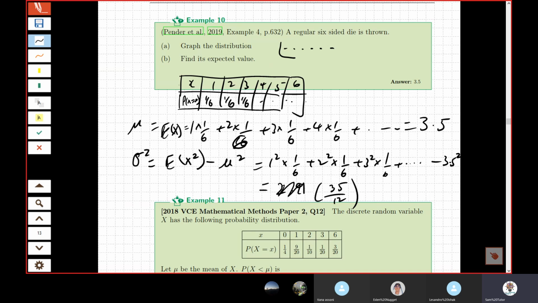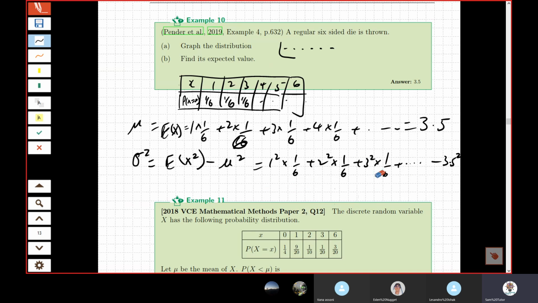Oh, I've been doing over 16. Ugh. 1 over 6 plus 4 over 6 plus 9 over 6 plus 3 squared, 4 squared, 5 squared, 6 squared, minus 3.5 squared. Now it gives me negative 3. Oh my god. Right, let's start again.